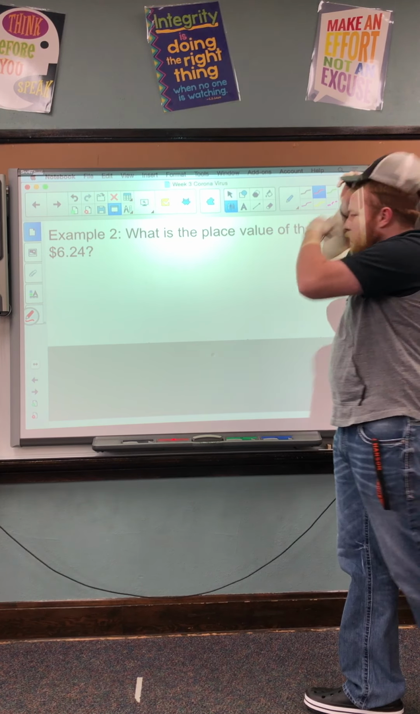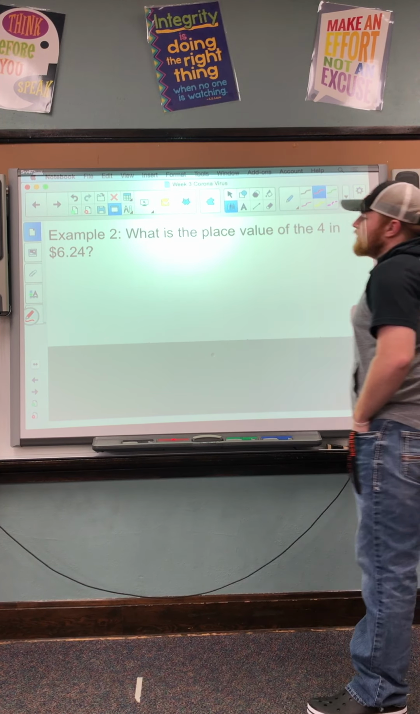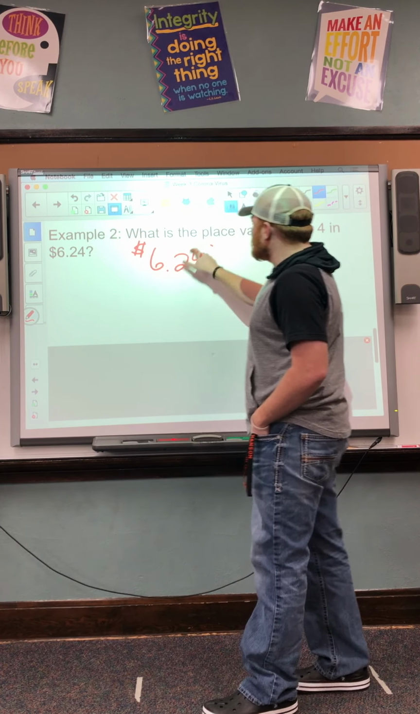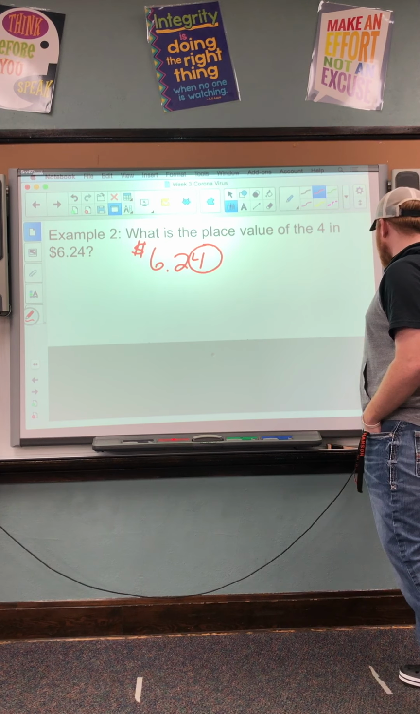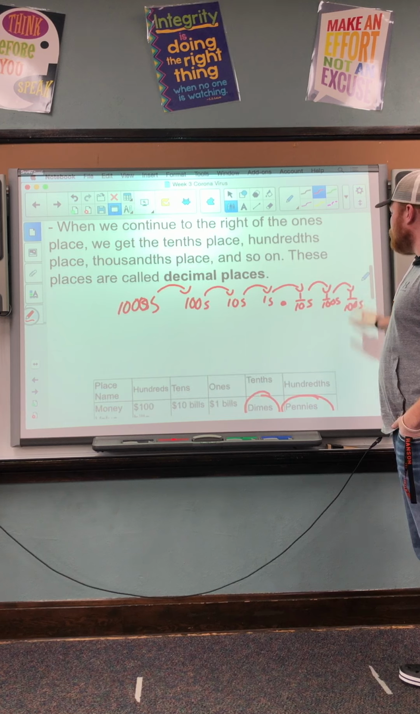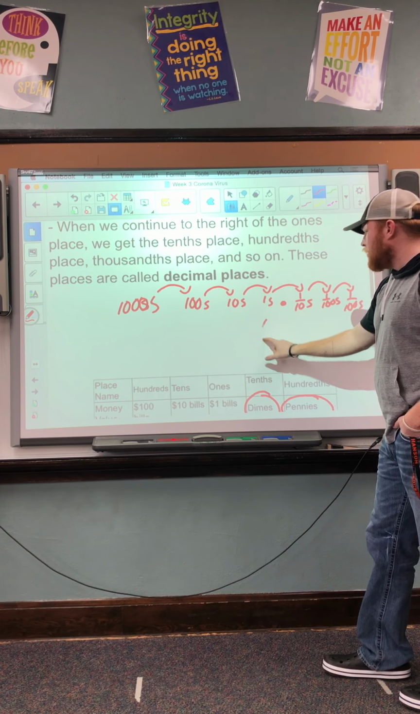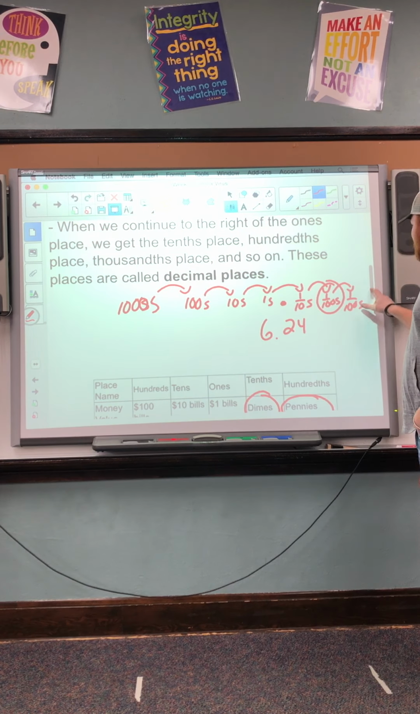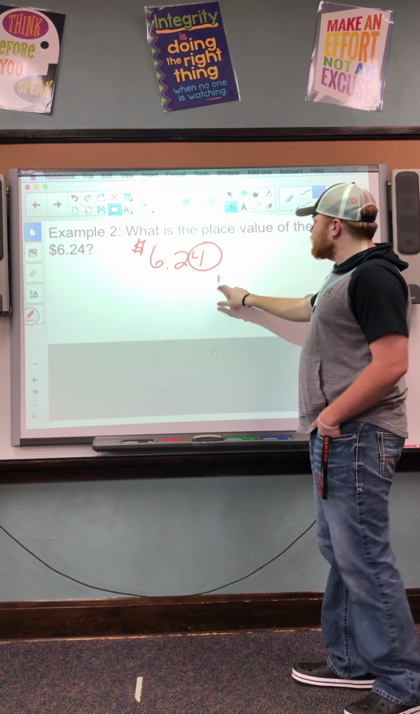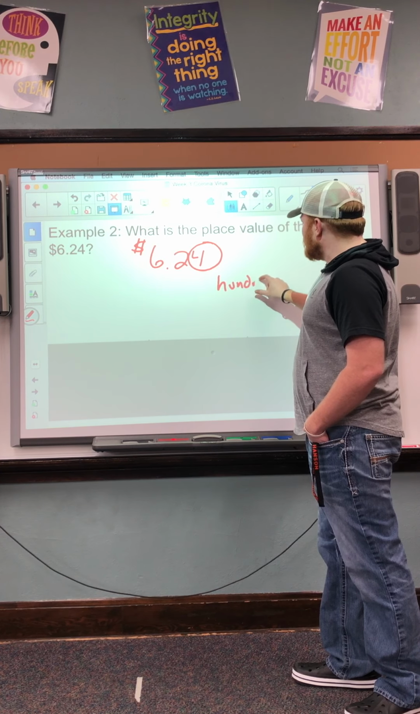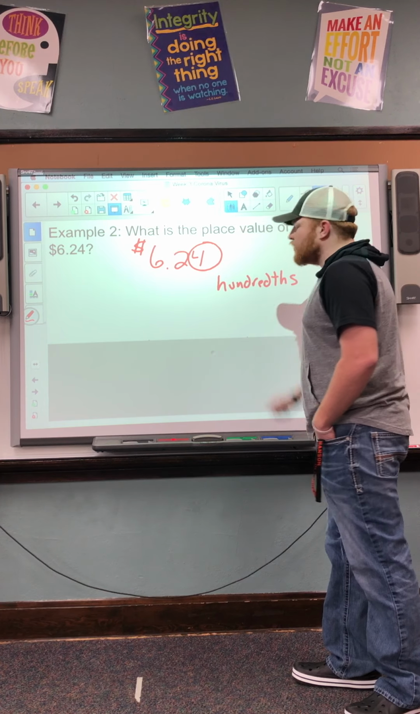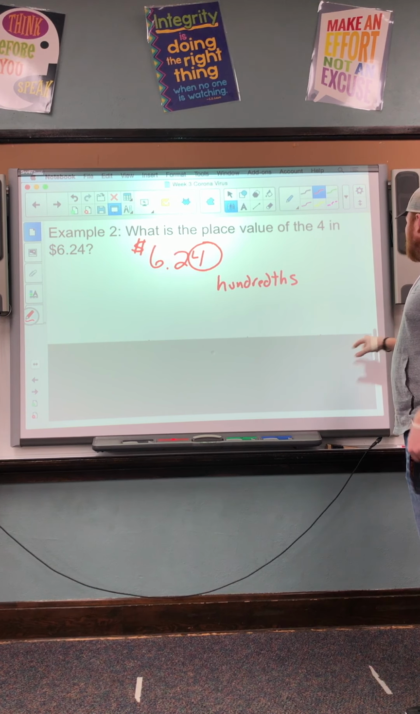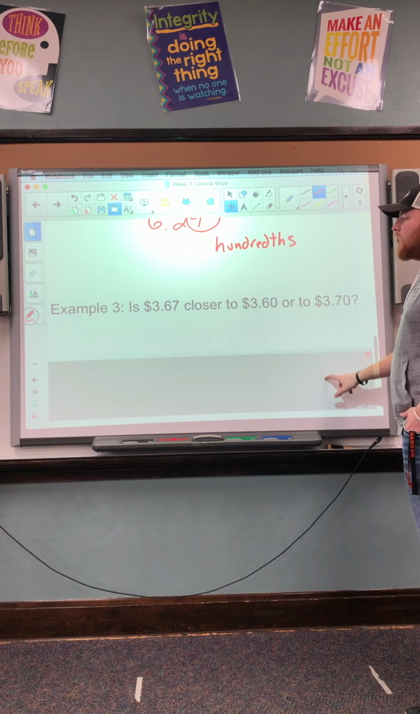All right, example 2. What is the place value of the 4 in $6.24? Okay, so let's write this out. They're asking for the 4. So what place value is that in? If we go back up to our place value chart, we have 6, 2, 4. So what place value is represented there? It would be the hundredths place. Make sure you put the THS. When you're dealing with decimals, you always have the THS at the end for the hundredths. There's a difference between hundreds and hundredths.